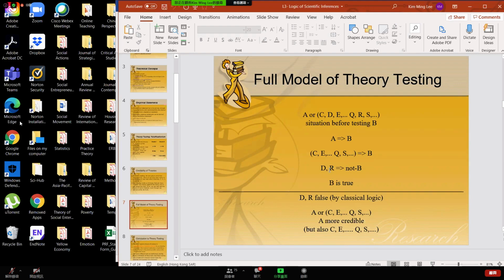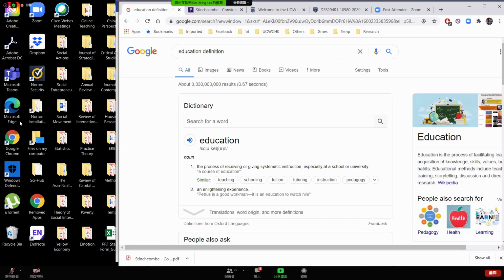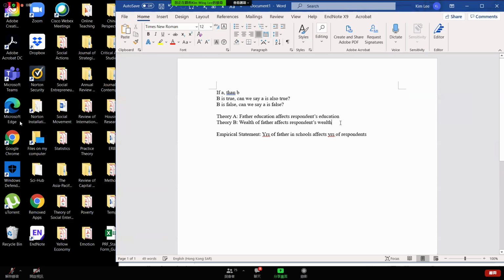That means there may be some theory talking about not B. For example, I have a theory that actually wealth and education are not important. And actually, in the world, I mean, education.